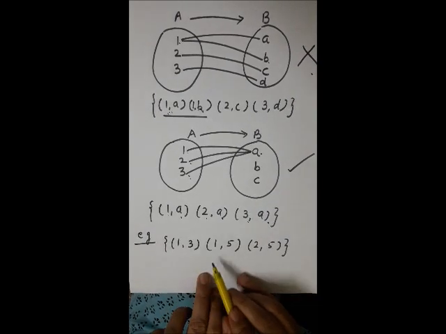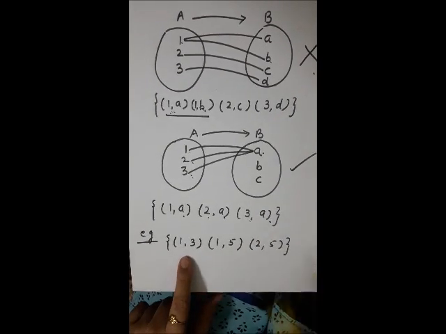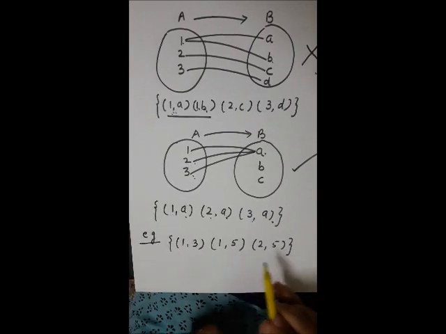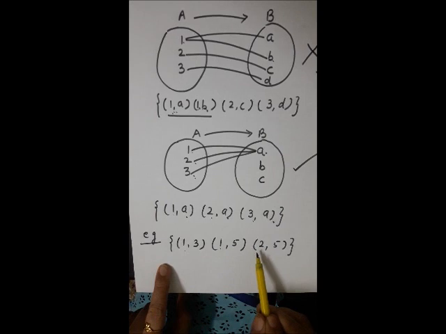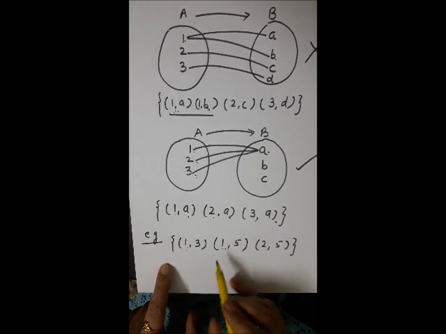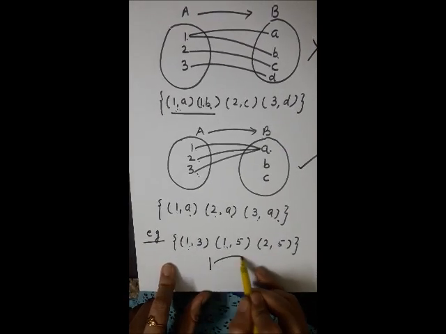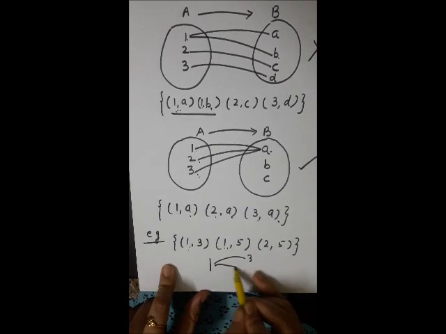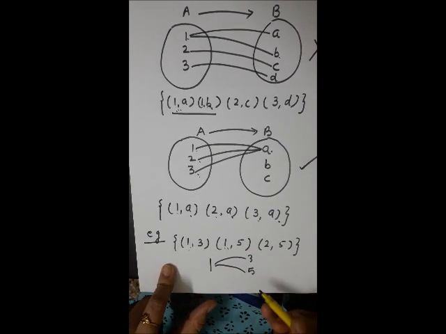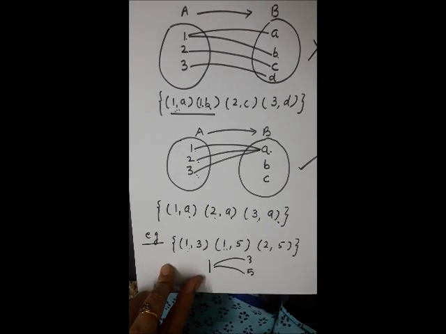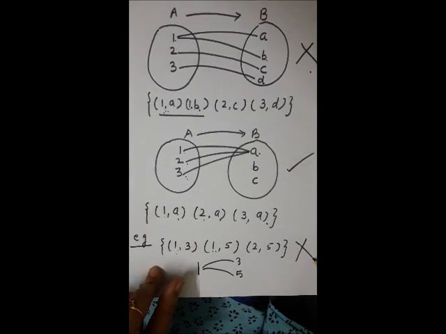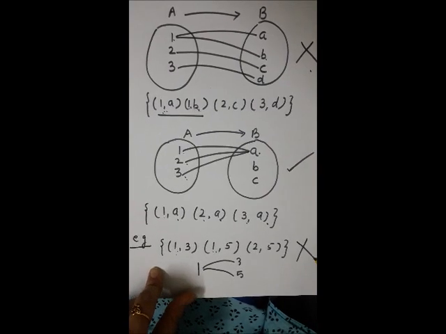Now let's take this example without the Venn diagram. I have written here, observe that 1, 1. This element 1 has image 3 as well as image 5. So it contradicts the definition. 1 has 2 images. So again it will not be a function. I hope you have understood.